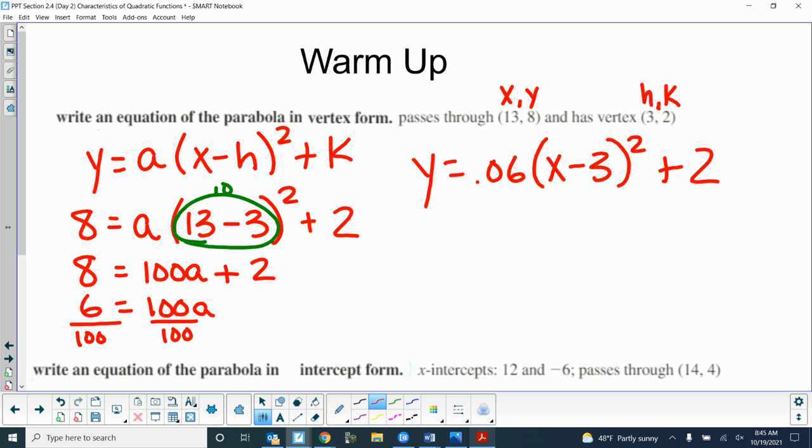When you write the equation part, you don't worry about the y and the x. You just put in your 3 and 2 for the vertex. And you substitute what you got for A in for A.